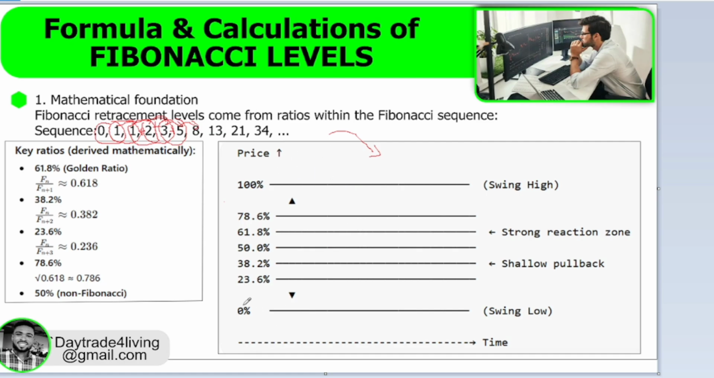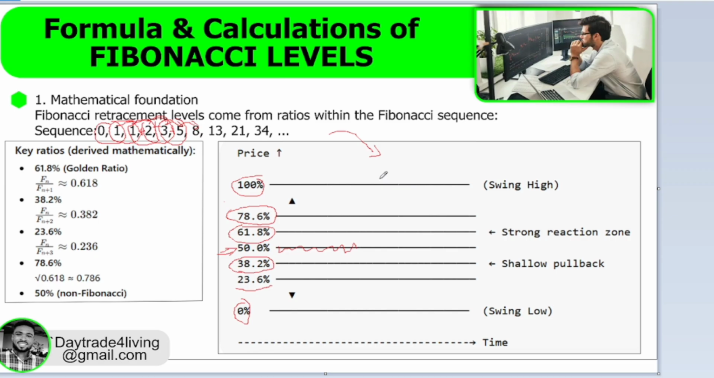We have the 0% level, the 23.6 level, the 38.2 level. 50% is not actually a Fibonacci level, but because sometimes price will retrace to that particular zone, we added it to the Fibonacci levels. But 61.8% is also a Fibonacci level. Then 78.6% is also a Fibonacci level. And then the 100% is a Fibonacci level. So these are the levels we plot on the chart.